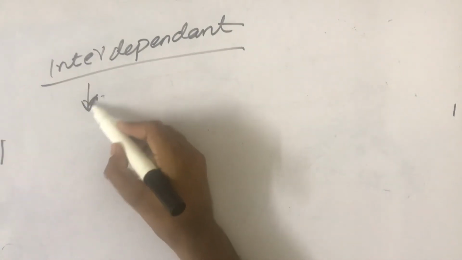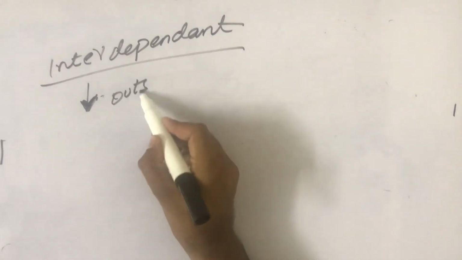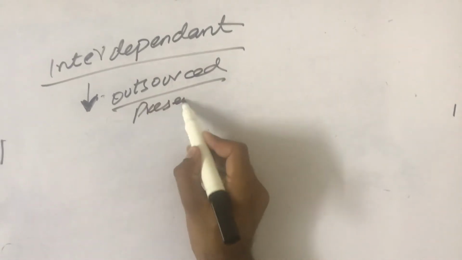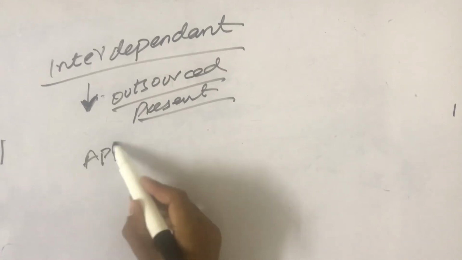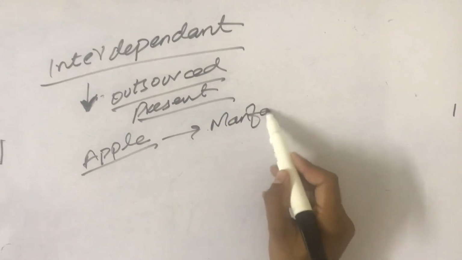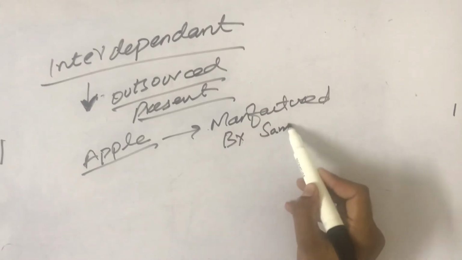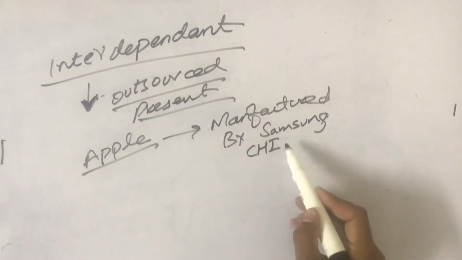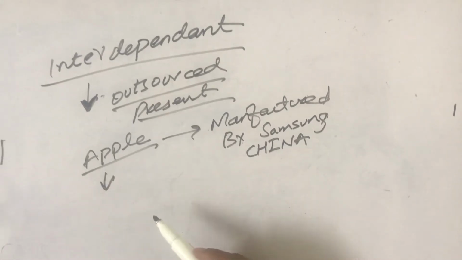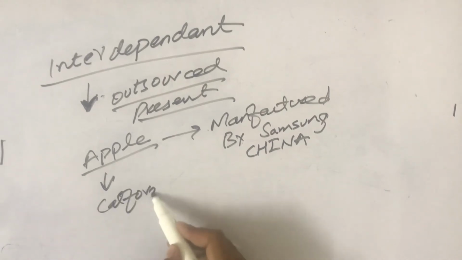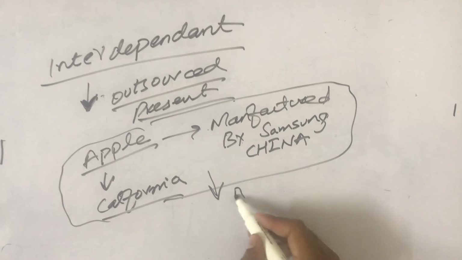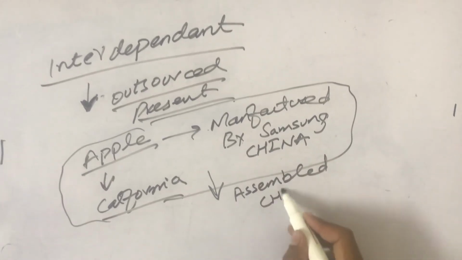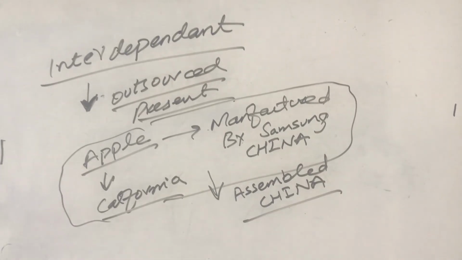In earlier ways, people were more focused on manufacturing everything themselves. But now the work is outsourced. Let us take the example of Apple. Apple screens are manufactured by Samsung in China. In a similar way, the processor chips are manufactured in California. And then all the components of the Apple iPhones are assembled again in China. So basically two or three countries are involved that are interdependent on each other.